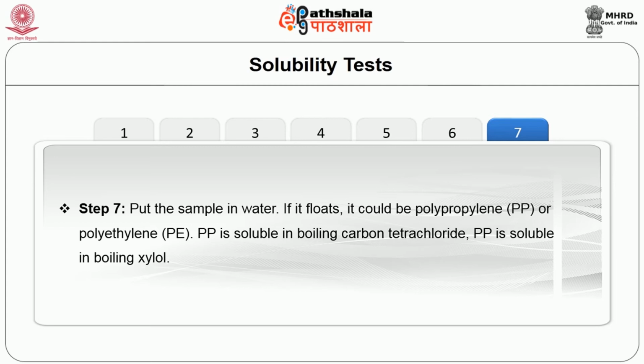PP is soluble in boiling carbon tetrachloride. PP is soluble in boiling xylene. So in the 7 tests, we are going to identify whether the fiber is going to be a silk or wool. Go for the second test, which is going to be the solubility test.